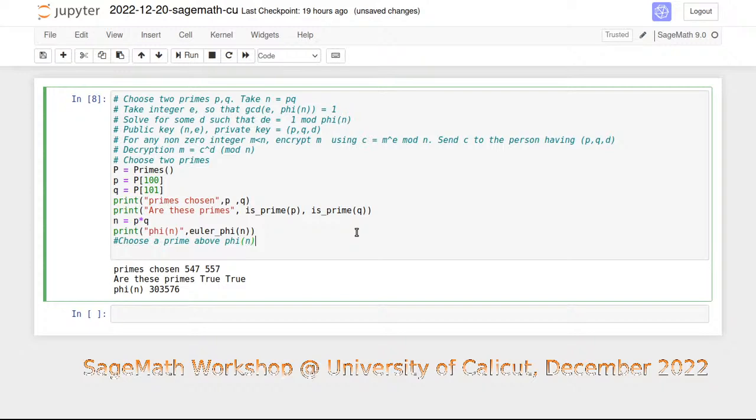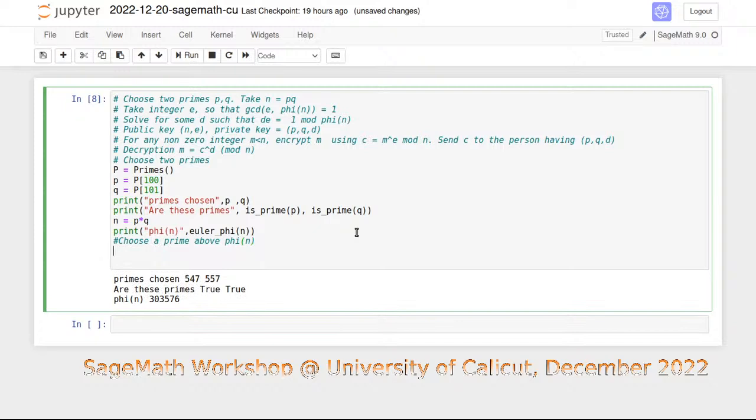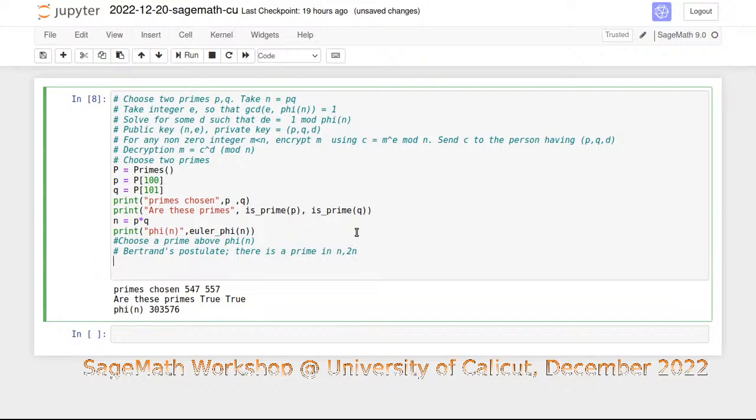So maybe one of you can think about some other intelligent way to choose a number which is relatively prime to phi of n. That's of course possible, but I'm not going to do that so that we can quickly finish this part. Just take some prime above phi of n. That's it. And how is this guaranteed? I told yesterday itself that using Bertrand's postulate, there is a prime in the range phi of n to 2n. Okay, we are simply going to use that.